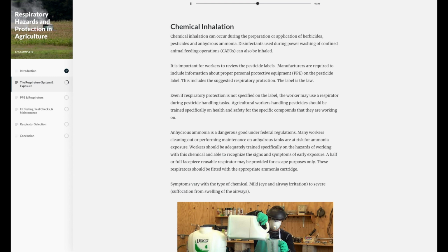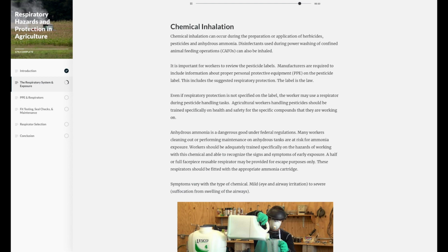Anhydrous ammonia is a dangerous good under federal regulations. Many workers cleaning out or performing maintenance on anhydrous tanks are at risk for ammonia exposure. Workers should be adequately trained specifically on the hazards of working with this chemical and able to recognize the signs and symptoms of early exposure. A half or full facepiece reusable respirator may be provided for escape purposes only. These respirators should be fitted with the appropriate ammonia cartridge.